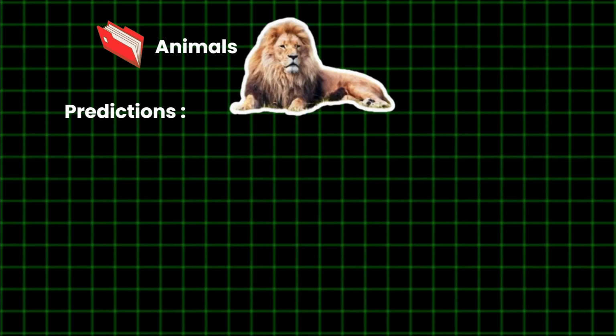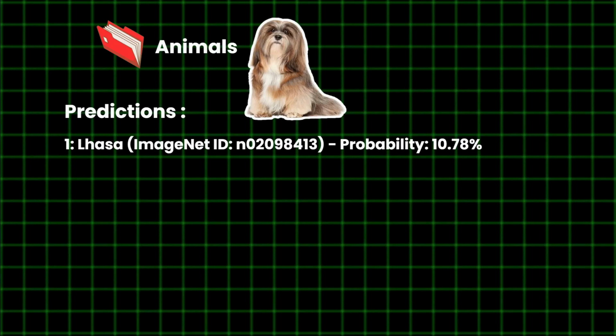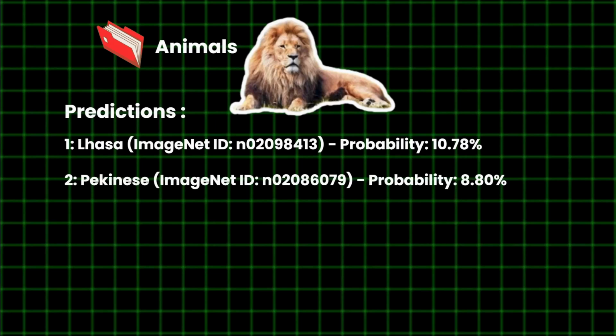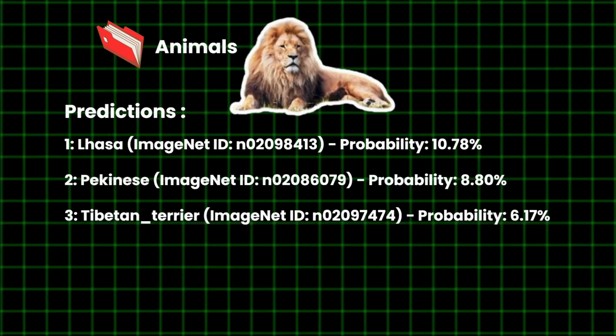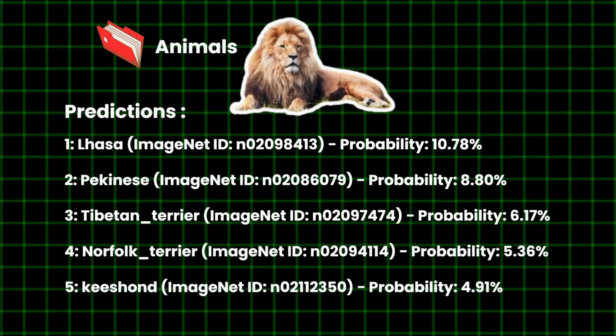This one is quite funny because this is a picture of a lion, and for the first prediction I got Lhasa for 10%. It's quite good because even the model knows that this is not a lion. You can see why it gave me 10%, because Lhasa is this dog. So Pekingese, it's also a dog. Tibetan Terrier 6%, also a dog. Norfolk Terrier and Keeshond for 4%. So my model didn't predict the image of the lion, it got it all false.